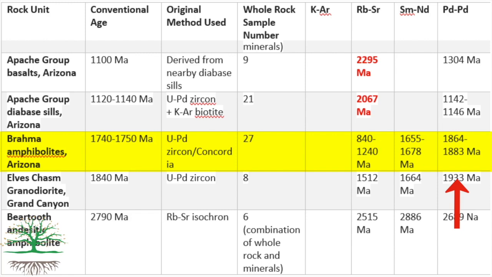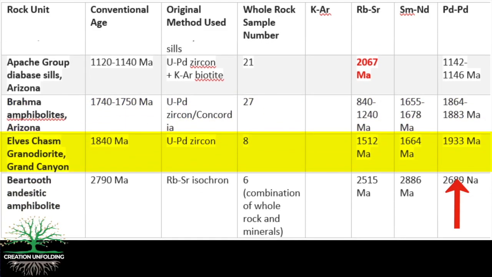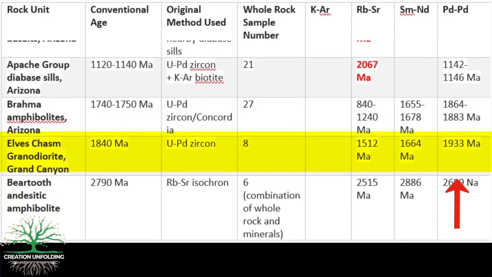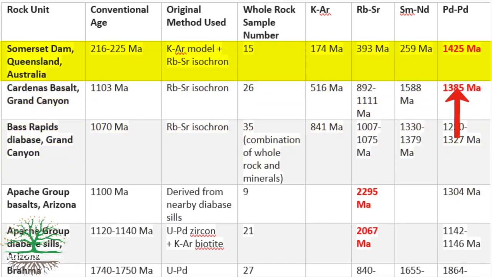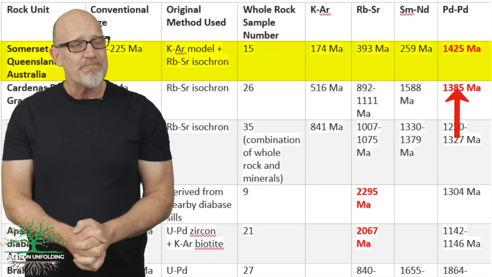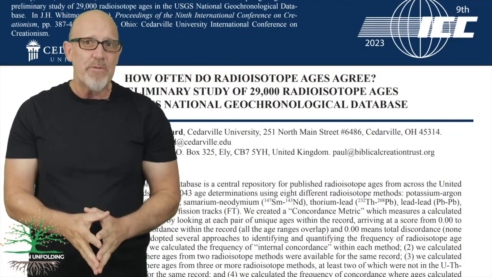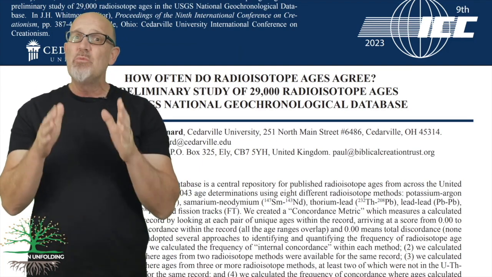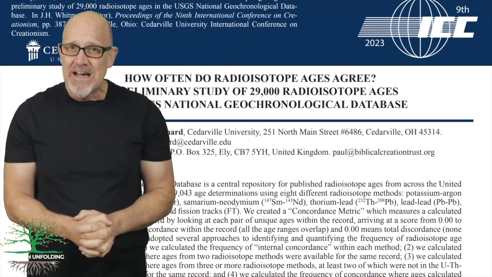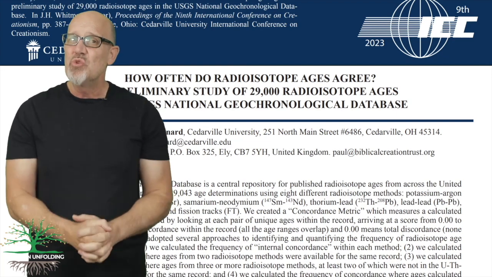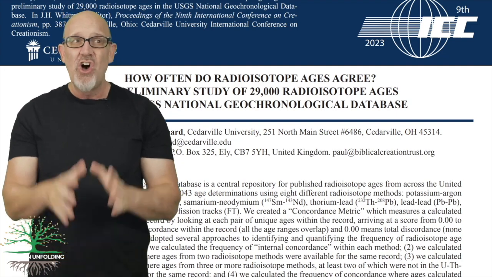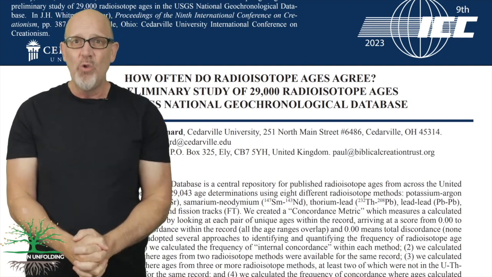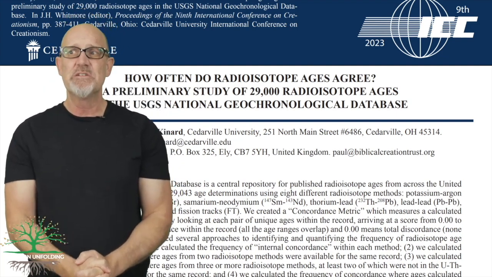Now, this also occurs with the Elves Chasm granodiorite. Other rock units only generally had this trend. So, for example, the Gardiners basalt and the Somerset Dam layered mafic intrusion. Certainly interesting, don't you think? Well, in this latest paper from 2023, and with the RATE group's research in mind, similar results were also obtained. And this is how they summed up their observations on this general pattern of older ages for heavier isotope systems.